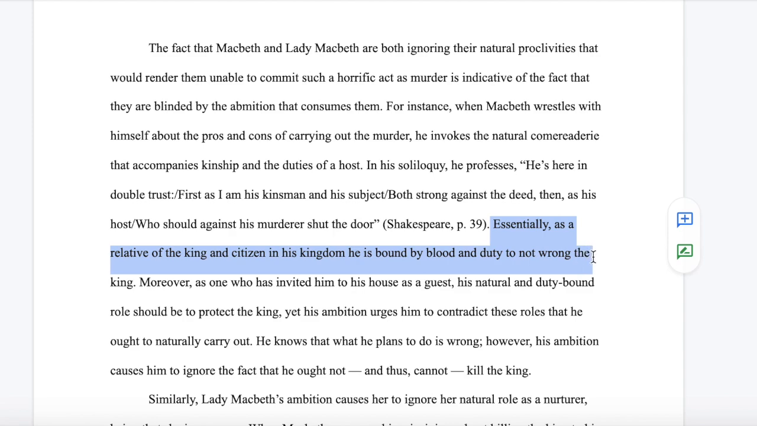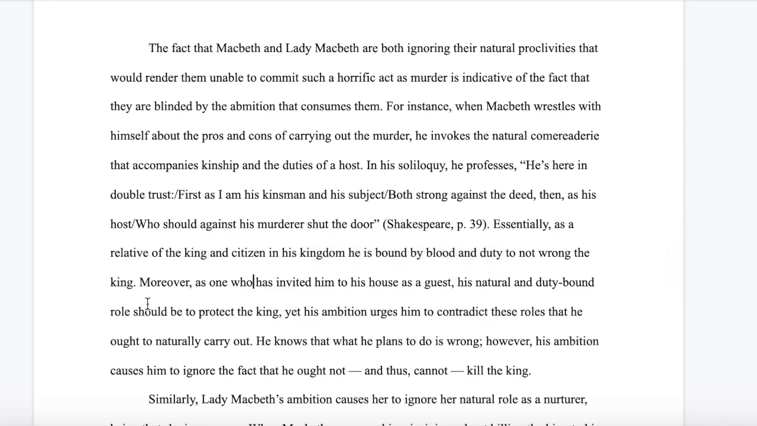So I'm saying that he's bringing up the fact that he's his kinsman, they're like relatives, and he's a subject, so he's someone that lives in his kingdom. So because of that, he's naturally bound by blood and duty not to wrong the king. These are natural roles or qualities that one would have as a relative or a host. As a relative or a host, your natural quality is to be either loving or hospitable, and a natural duty that you have is to not wrong your relatives or harm your guest.